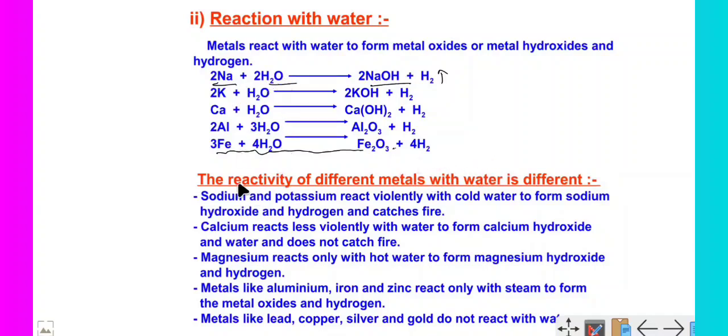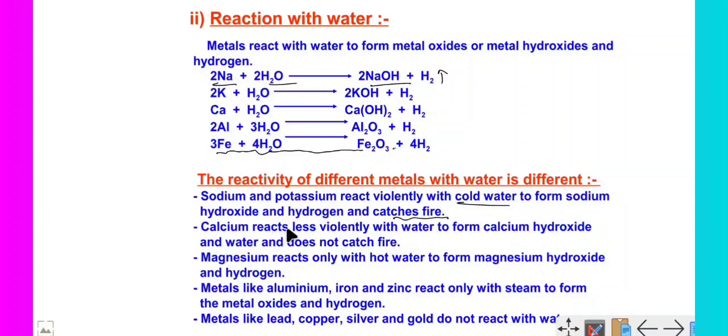In our case, sodium and potassium react violently with cold water to form sodium hydroxide and hydrogen, and catch fire. Remember, the water should be cold to form sodium hydroxide or potassium hydroxide. In case of sodium, it will form sodium hydroxide. In case of potassium, it will form potassium hydroxide and hydrogen, and they can even catch fire.